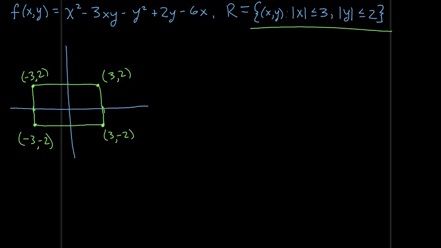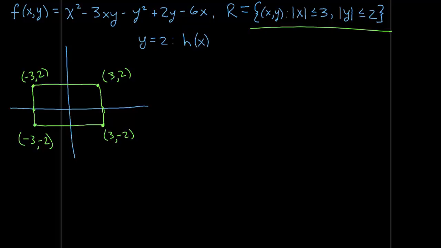Let's look first of all along the line y equals 2. In other words, let's go ahead and fix y and see what we get there. If I fix y, I'm just going to have a function in terms of x. So let me just call that h of x. I'll just use h as the name of my new function here.